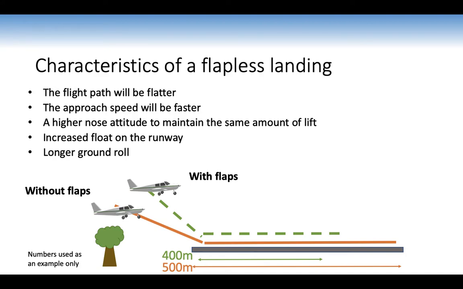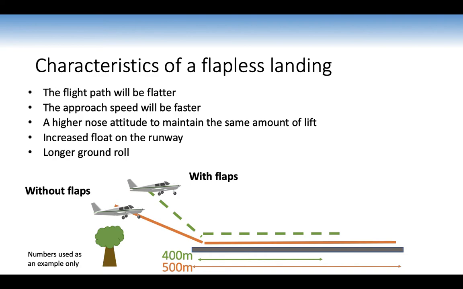Characteristics of a flapless landing. So this is all the characteristics you'll see in flight. The flight path will be flatter. Flaps means more drag, and you've got a steeper approach. So if you've got no flaps, you haven't got a steep approach. The approach speed will be faster to compensate and maintain a safe margin of the stall speed.